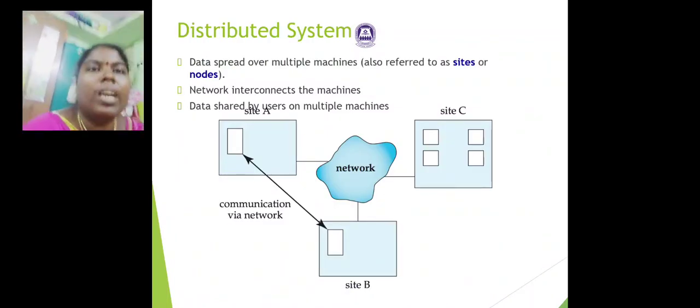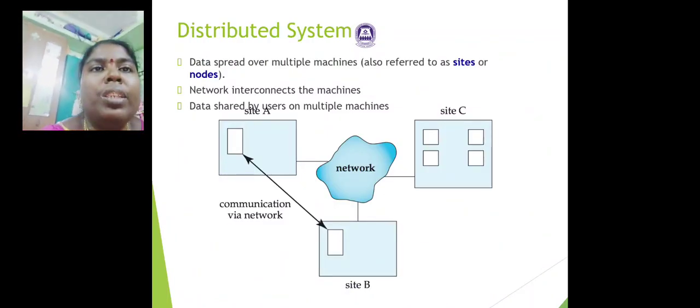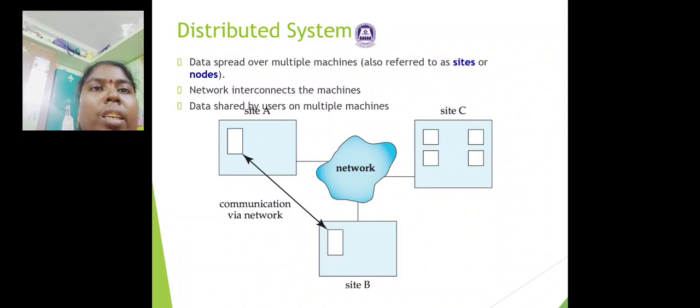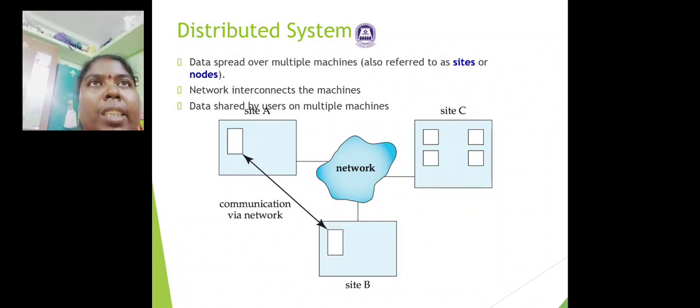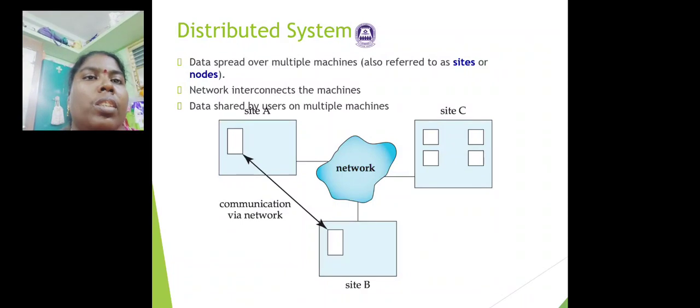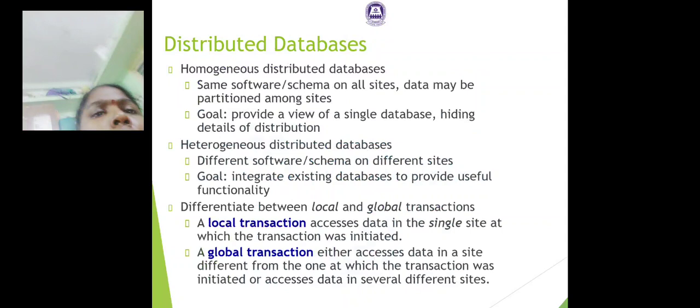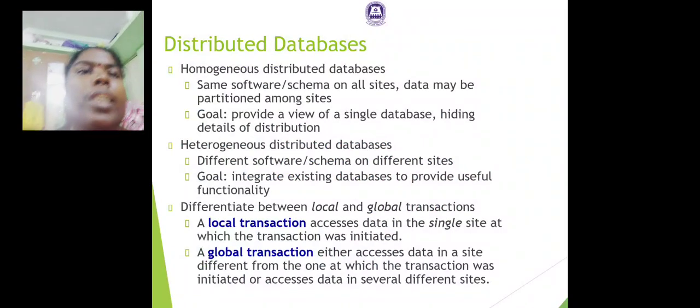Next we have to see distributed systems. What is a distributed system? In distributed systems, the data are spread over multiple machines. The machines are referred to as sites or nodes. The data are replicated across many devices. Here the network interconnects the machines, and the data are shared by users on multiple machines. That is a distributed system. Then, distributed databases.